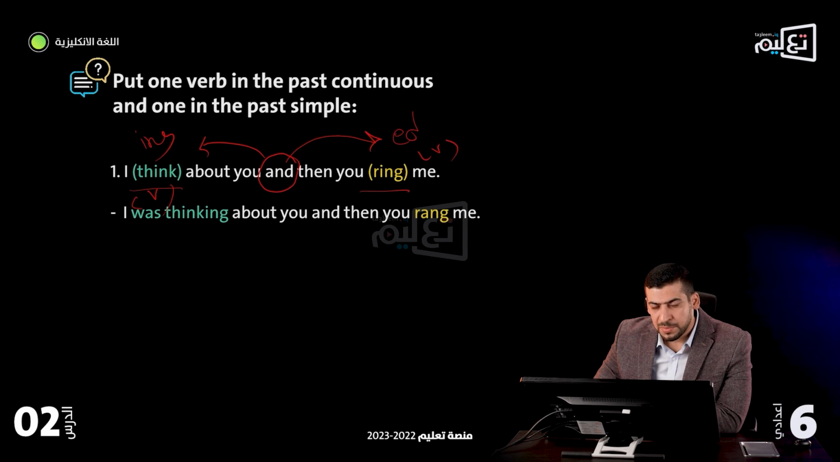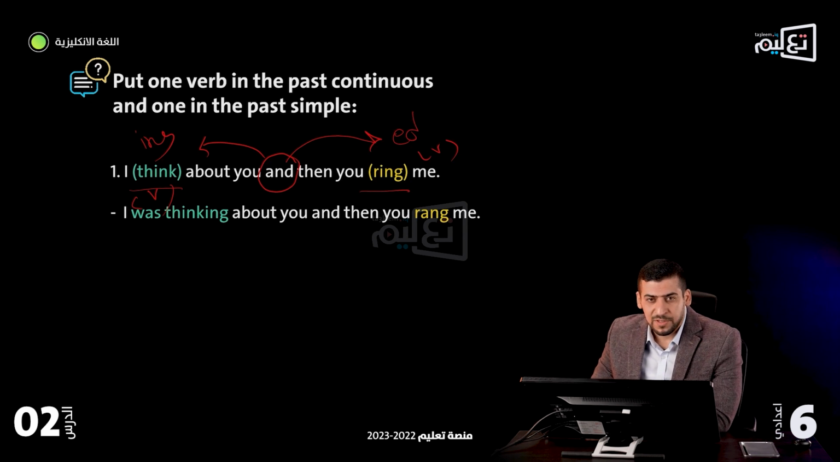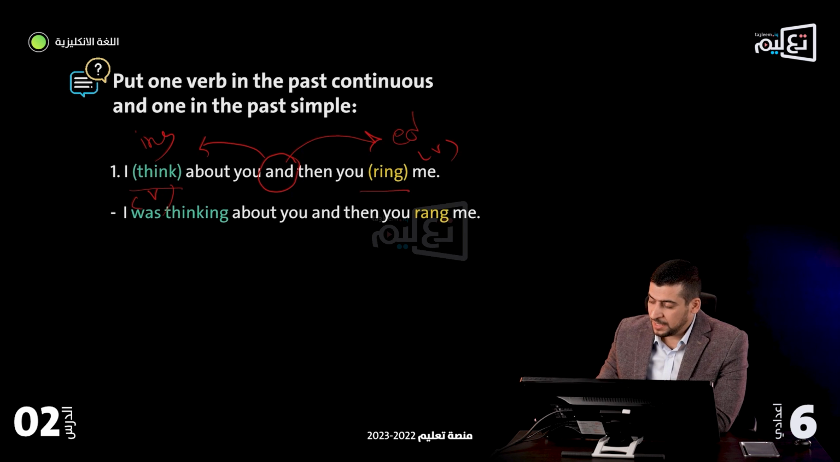We choose was because the subject I is singular. Now the verb think takes an ing to be continuous. So I was thinking about you and then you rang me. As you can see now, the other verb is an irregular verb. So ring becomes rang. Let's take another example.